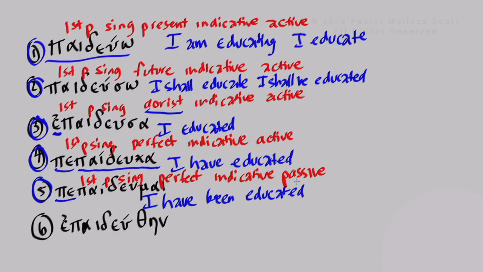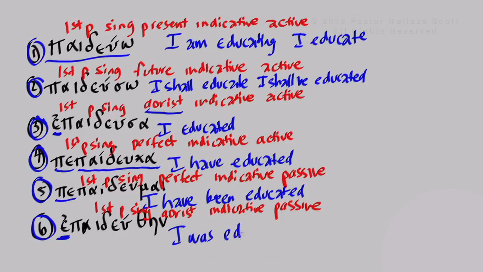Last on the list here, again, here's your hint. That E at the front should make this aorist. So we've got first person, singular, aorist, indicative, and passive. Let's go down here. This would be I was educated.